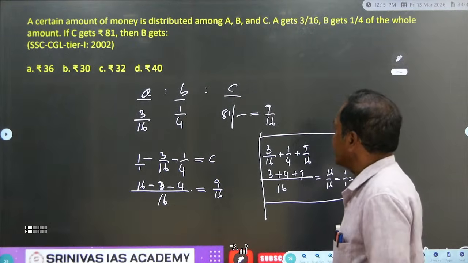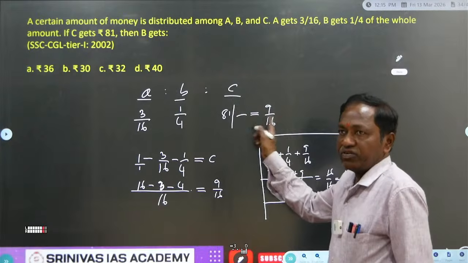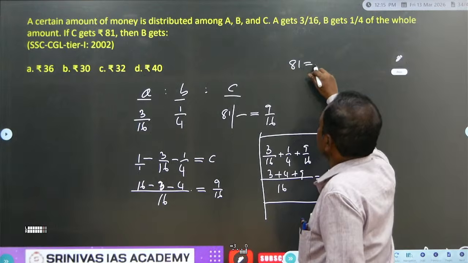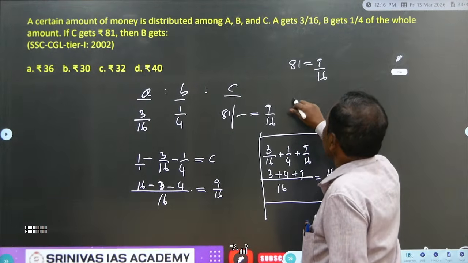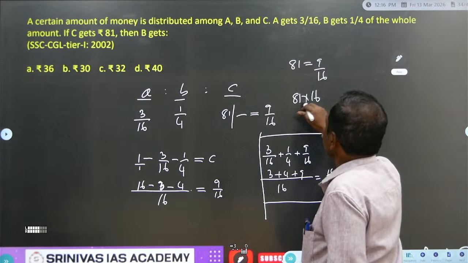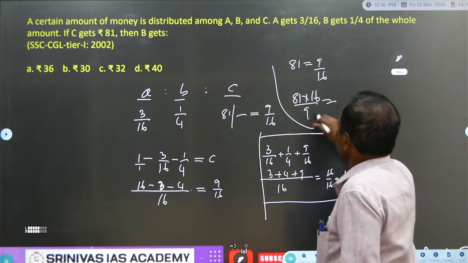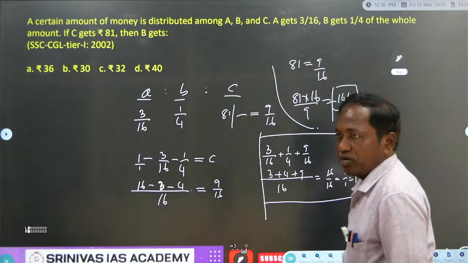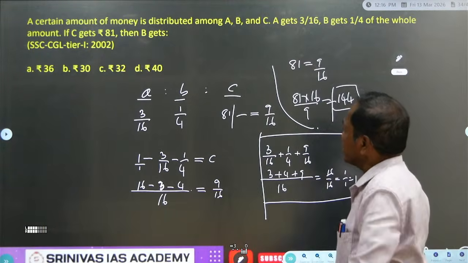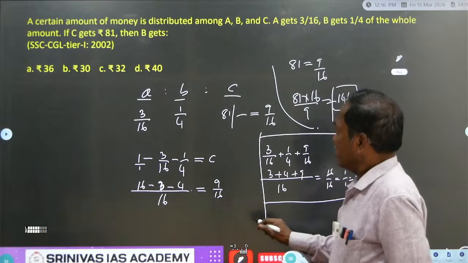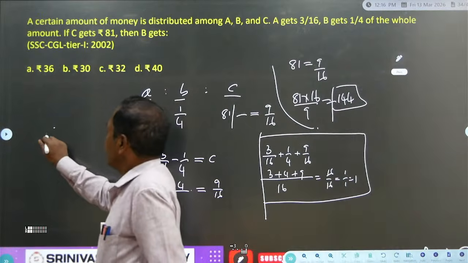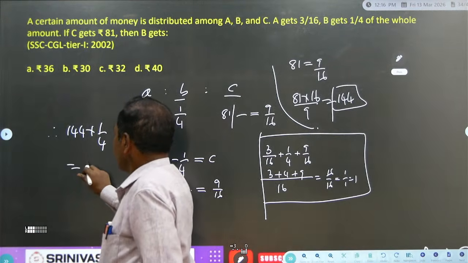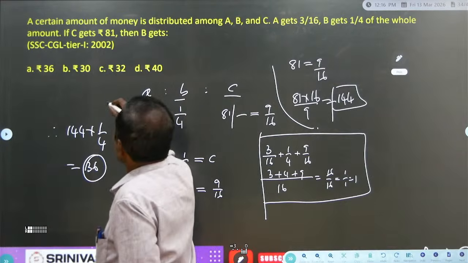What is the amount B gets? Now we can equate LHS equal to RHS, then the original amount will be known. So 81 equals 9 by 16, cross multiply: 81 into 16 by 9. 9 9s are 81, so total money is 144. Total money is 144. What is the amount B gets? 1 by 4 of 144. Therefore, 144 into 1 by 4. 4 3s are 12, 4 9s are 36. Option A.